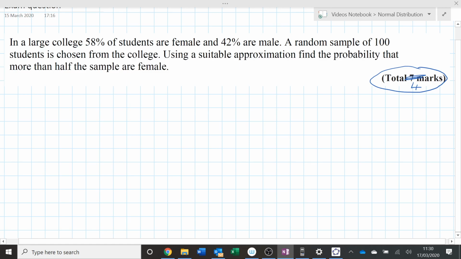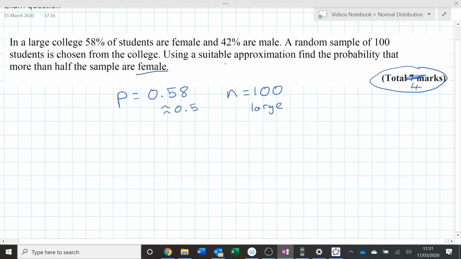In a large college, 58% of students are female and 42% are male. A random sample of 100. So I'm going to find, half are female. I'm going to say my p is going to be 0.58. My n is 100. p is approximately 0.5 and n is large, so a normal approximation is suitable.